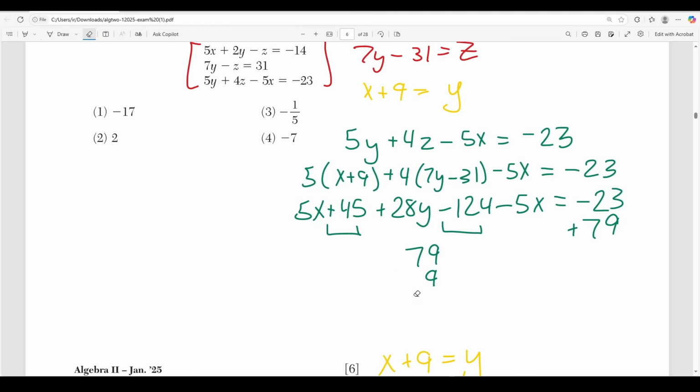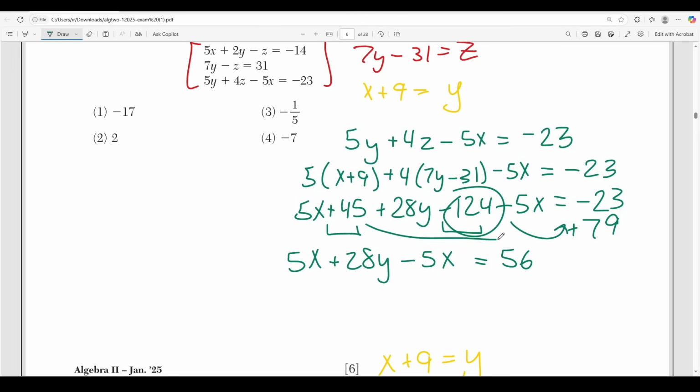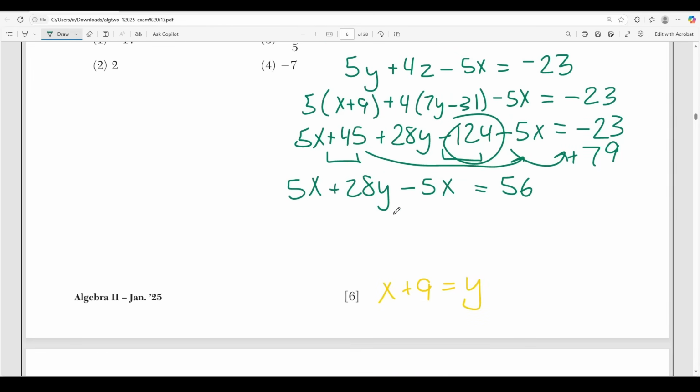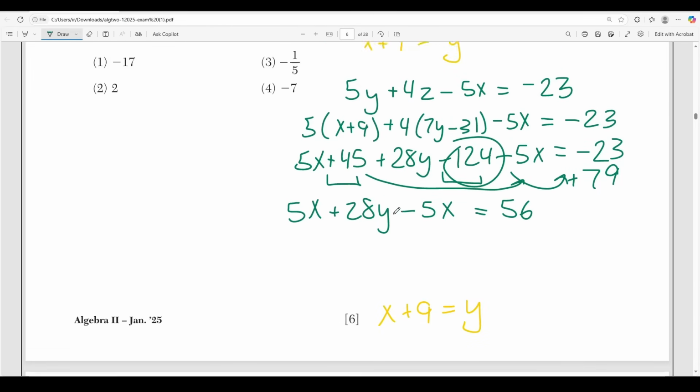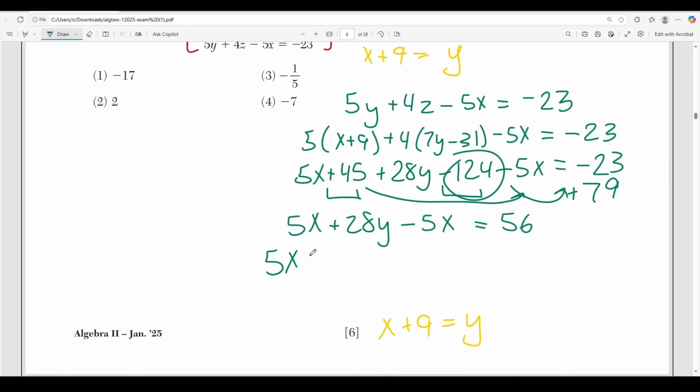So what I just did here was eliminate these numbers so that the algebra looks simpler for you guys. So now I have 5x plus 28y minus 5x is equal to positive 56. I just moved the 124 to this side, and I moved the 45 to this side as well. Now, why do I have two variables? The only way you can solve for one variable is to just have it by itself. Well, luckily, I know that y is equal to x plus 9. So I have 5x plus 28 times x plus 9 minus 5x is equal to 56.